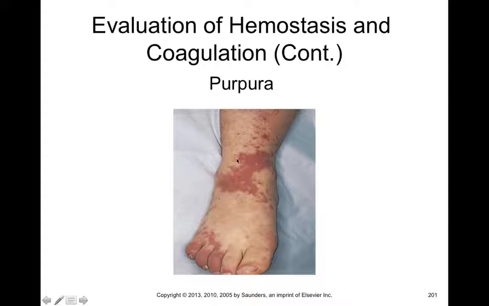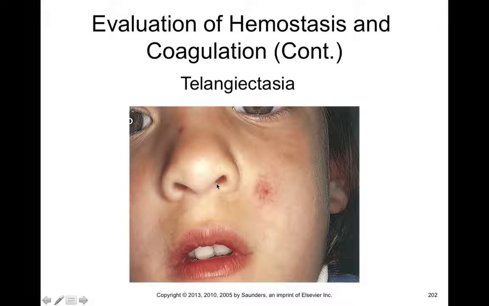Purpura is also possible with bleeding disorders, because what we can see here are larger hematomas that spread through larger patches of skin, and this is also common in certain bleeding disorders. Telangiectasia is also a common form of bleeding disorder. It's heritable, but it often shows up on the skin of the face. You can see it almost looks like a petechia on the face.